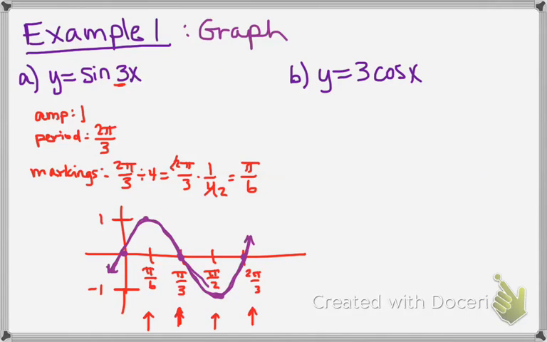So now let's look at a second example. This one uses the cosine, and this time that 3 got put out front of the cosine. Again, remember, sines and cosines work the same. It's just where you start that is different. That's the only difference between the two.